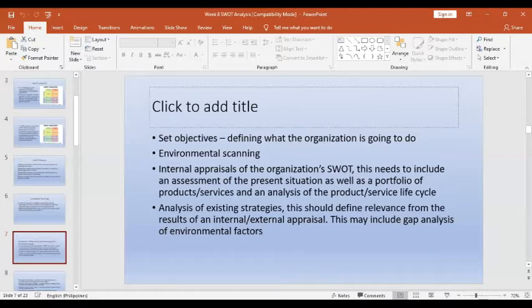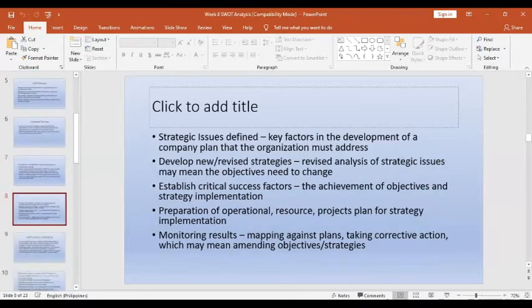After we set the objective, part of the corporate planning is to do environmental scanning. In the environmental scanning, we also assess and evaluate all the resources that we need, in order to analyze the strength, weakness, opportunity, and threat. Through that, we can analyze what particular strategies we can use, which are relevant for the internal and external environment after we scan the environment.